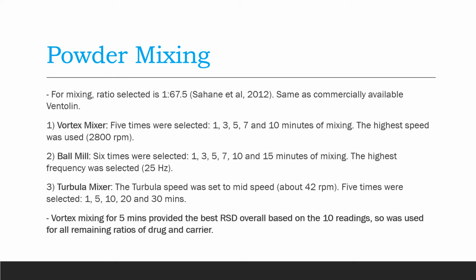For the powder mixing stage, the ratio selected was the 1 to 67.5. This is the same as the commercially available Ventolin inhaler. Three different powder mixing techniques were used, the first one being the vortex mixer at the highest speed possible for the machine. The next was the ball mill, also using the highest frequency for that machine, and the final one being the turbulent mixer, used at mid-speed. The results showed that the vortex mixer at 5 minutes provided the best RSD overall based on 10 readings taken, and so this was used for all remaining ratios of drug and carrier.